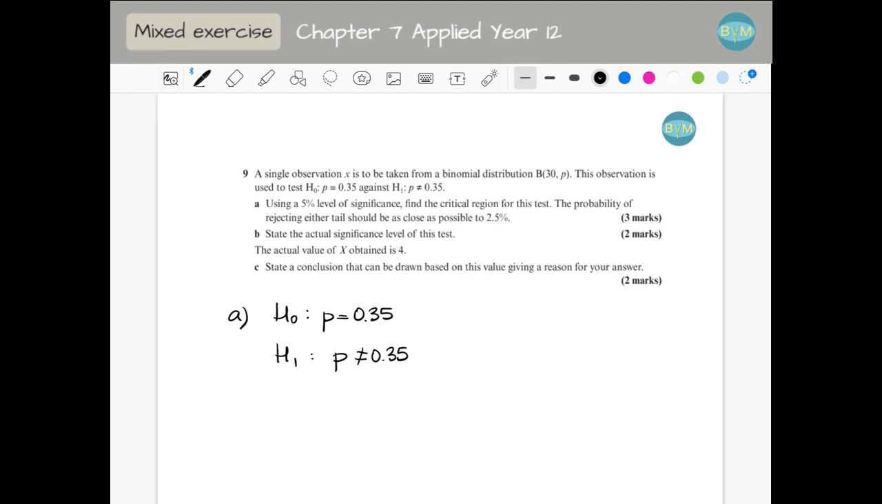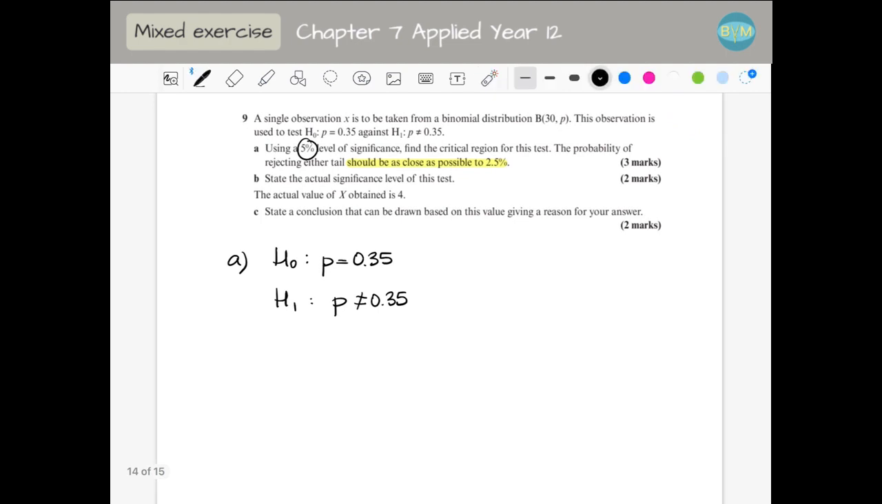Using a 5% level of significance, find the critical region for this test and the probability. Be careful, because instead of being smaller, it should be as close as possible to 2.5%. If they don't say this, it will be just smaller, yeah?